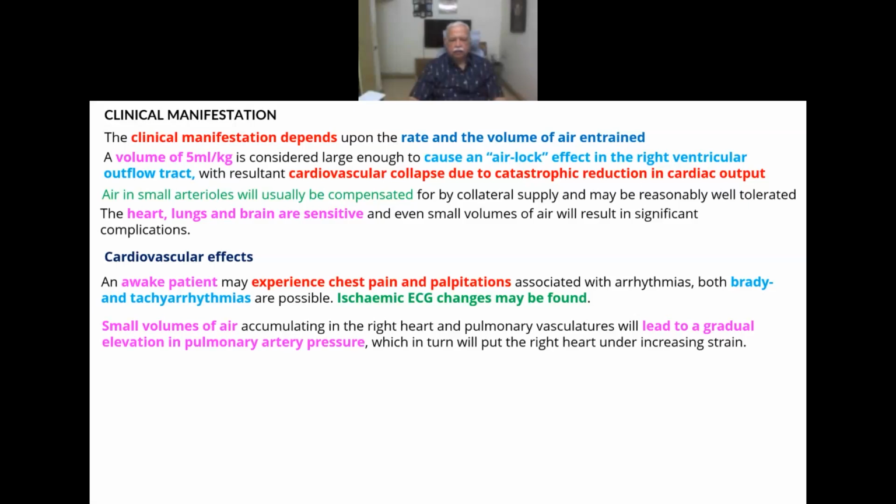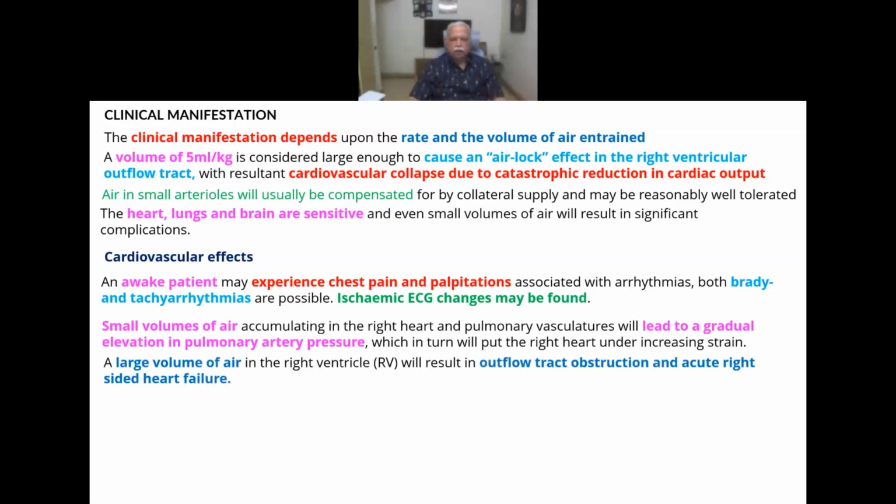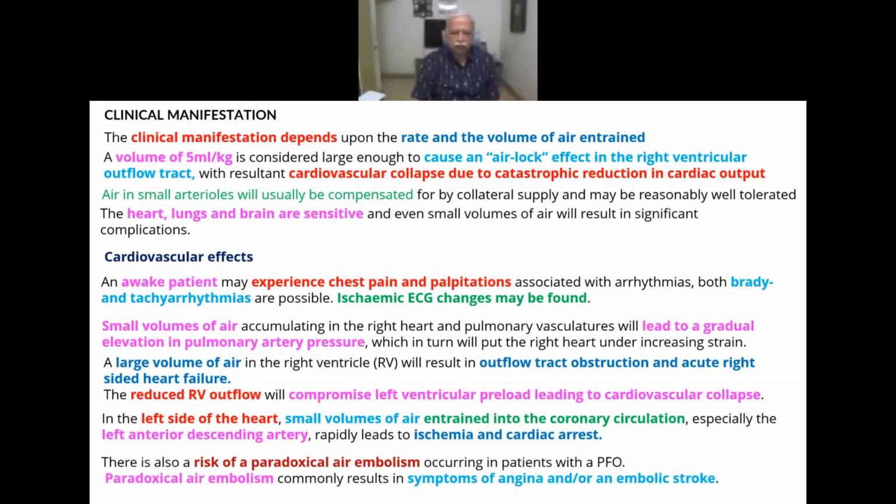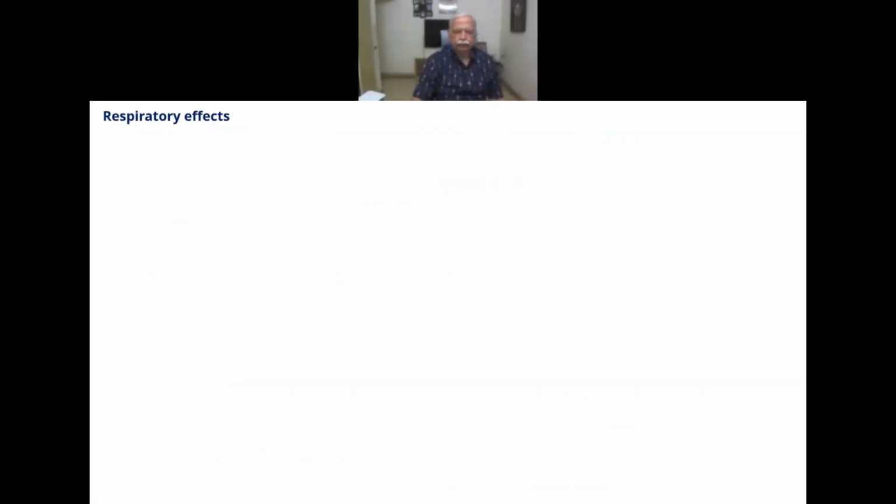It may not be very dramatic, so it may gradually happen. Whereas a large volume produces a severe outflow tract obstruction, acute right side failure. And reduced RV flow will compromise the left ventricular input. That will also cause cardiovascular collapse. Whereas on the left side, small volumes of air entering the coronary circulation can produce a block in the LAD, and it can lead to sudden ischemia and cardiac arrest also. And there is paradoxical air embolism occurring through a patent foramen ovale. There may be symptoms of angina or an embolic stroke in the brain that can happen.